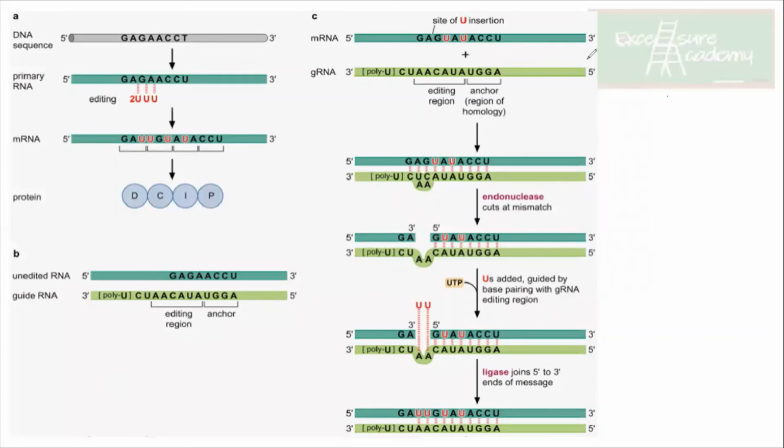So the first scenario, what do we see? We have got the DNA, we have got the RNA, and an extra U has been inserted, because of which the protein expression is changed. Now how is it being done? Let's see. One second.